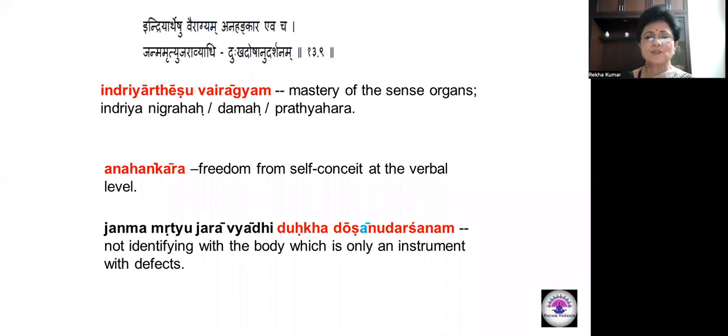Indriyarteshu vairagyam, which means mastering of the sense organs, also called Indriya Nigraha, Damaha or Pratyahara. Next is Anahankara, which is freedom from self-conceit at the verbal level, not blowing one's own trumpet. Next is Janma Mrityu Jara Vyadhi Dukkha Doshanu Darshanam. That is not identifying with the body, which is only an instrument, and it has the defects of birth, death, old age, and disease. Next slide.